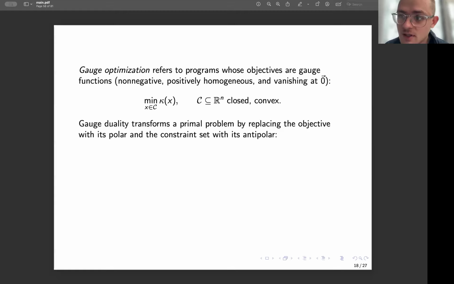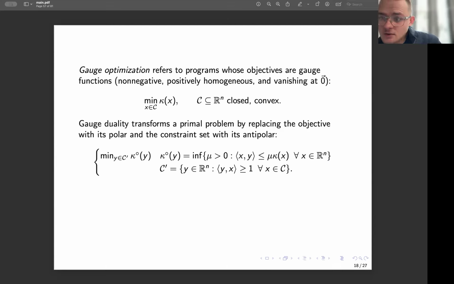So gauge duality, to contrast with Lagrangian duality, in this setting refers to transforming a primal problem by replacing the objective with its polar gauge function and its constraint set with its antipolar. And the details here are a little bit technical, but I'll give them to you. So when defining the polar gauge function, one way that you can interpret this is it is essentially the function which best satisfies the Cauchy-Schwarz inequality for the inner product on Rn.